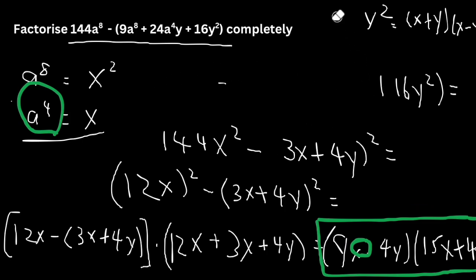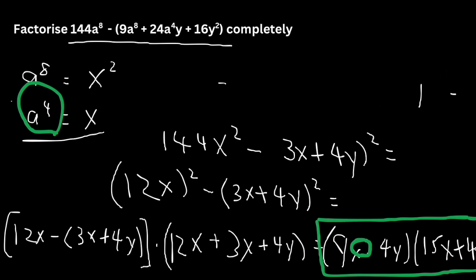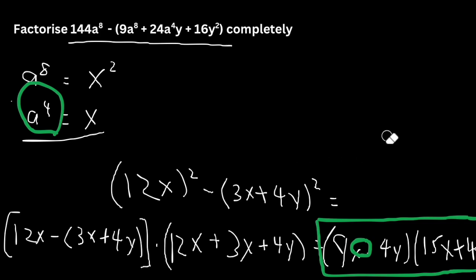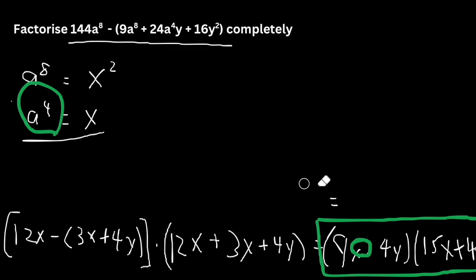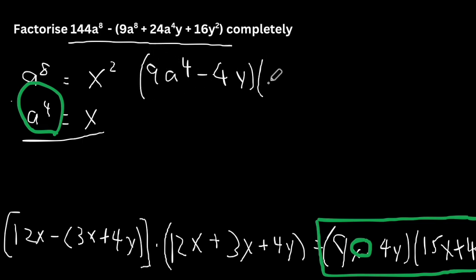I'll just erase this working so we have some space here to do this part. Feel free to pause the video if you need further clarifications, or comment below if you need further explanations on why some things were done in a specific way. So you have 9x minus 4y. So 9x is 9a to the power of 4 minus 4y multiplied by 15a to the power of 4 plus 4y.